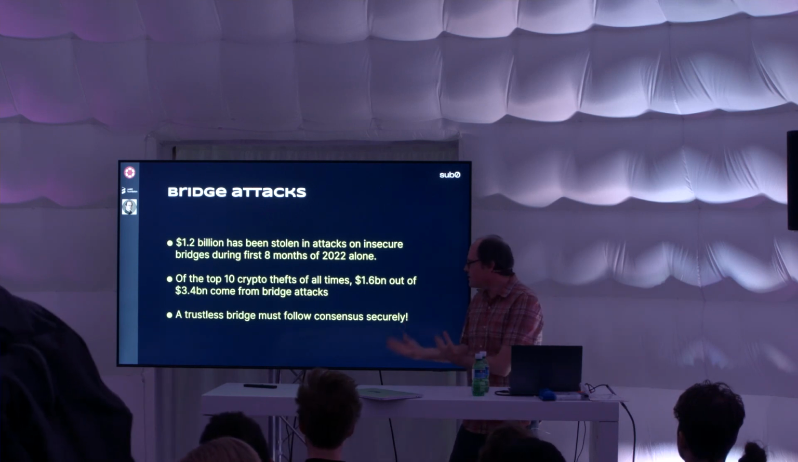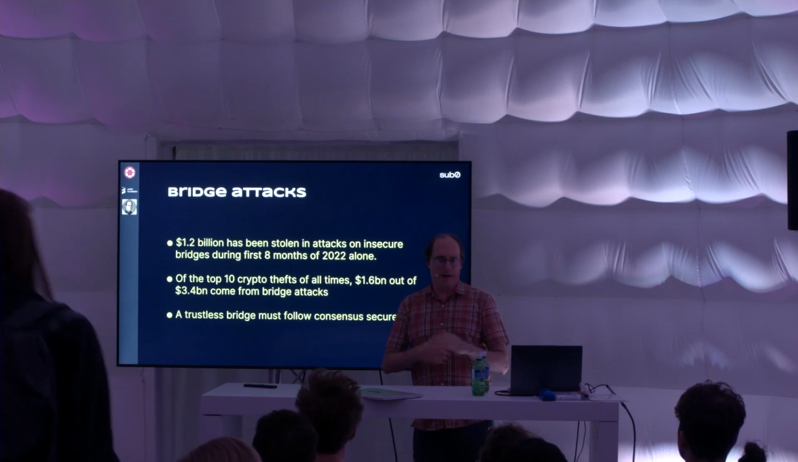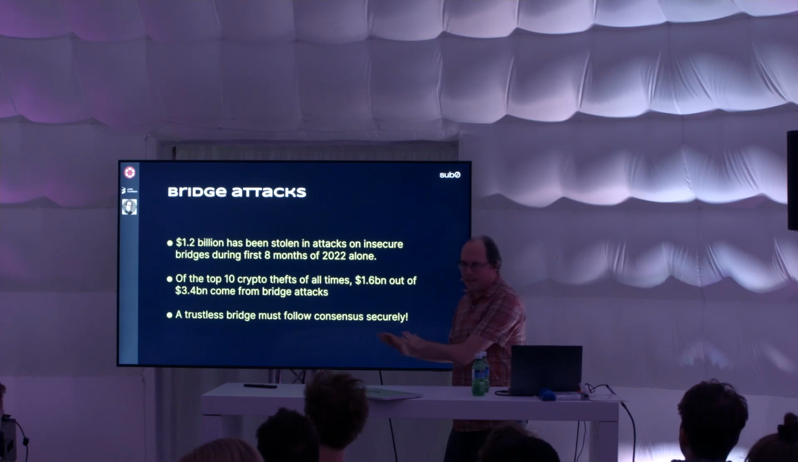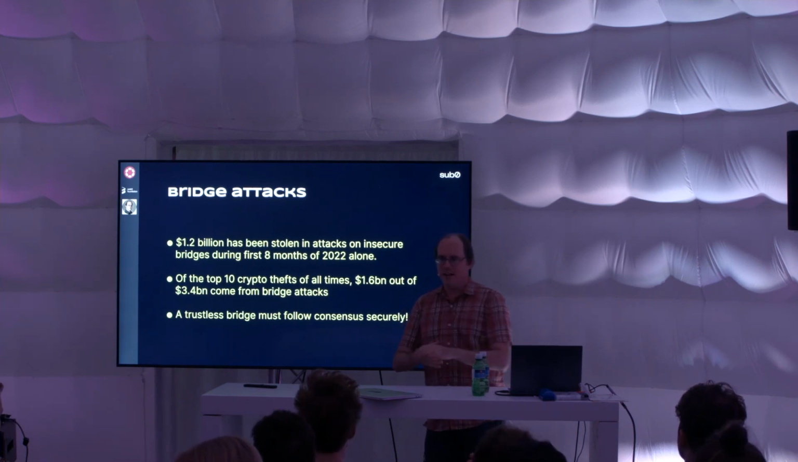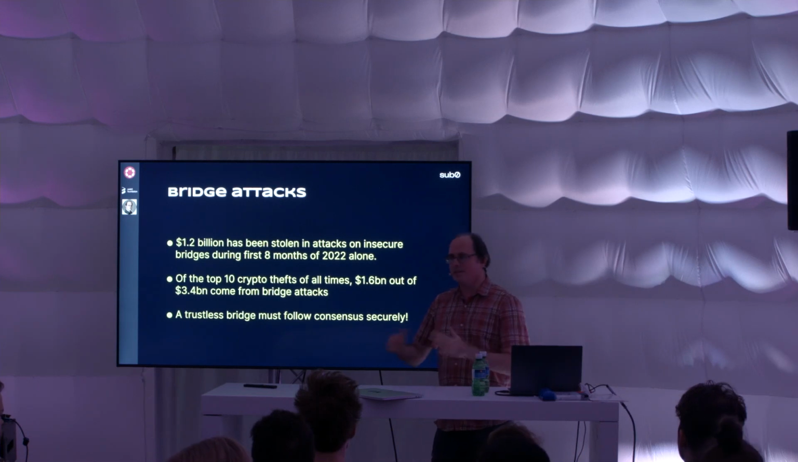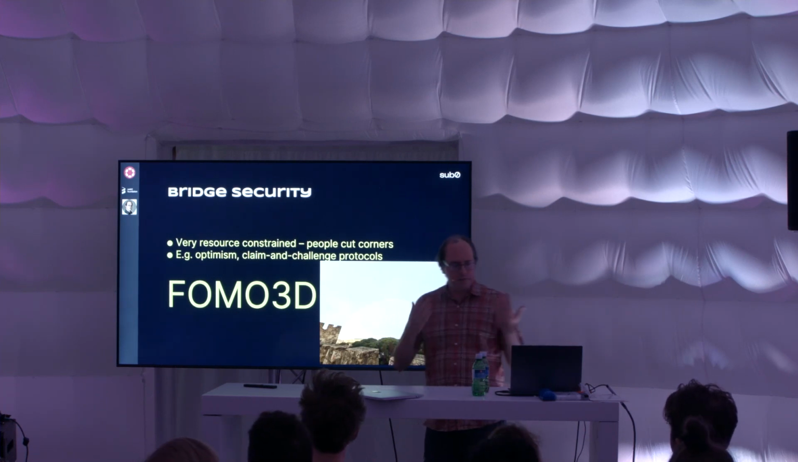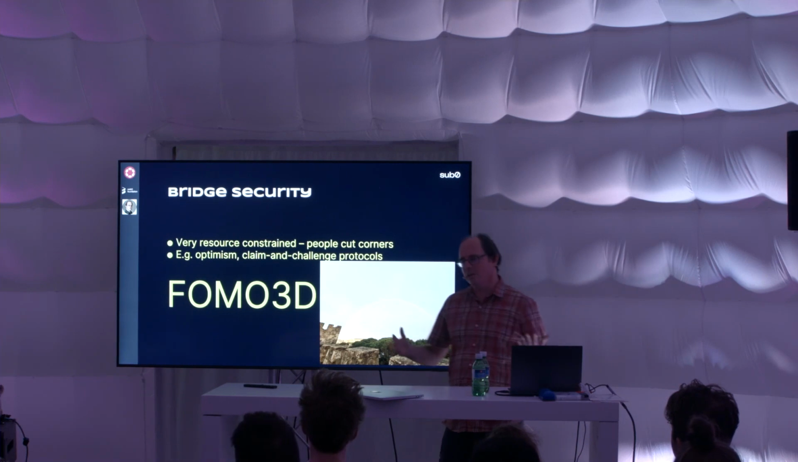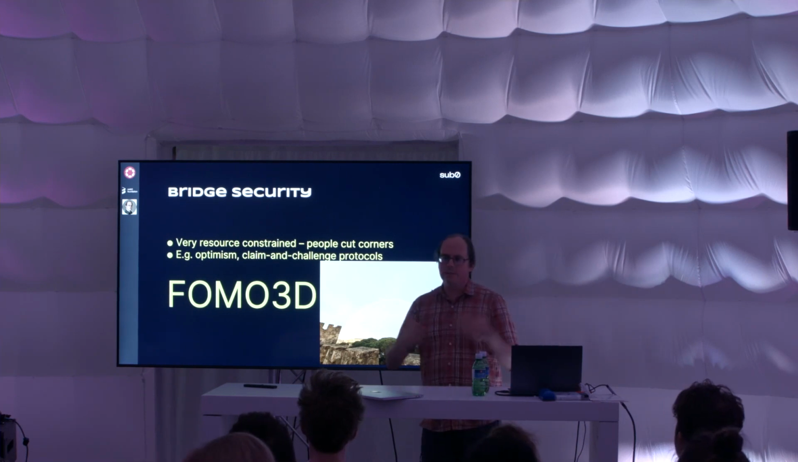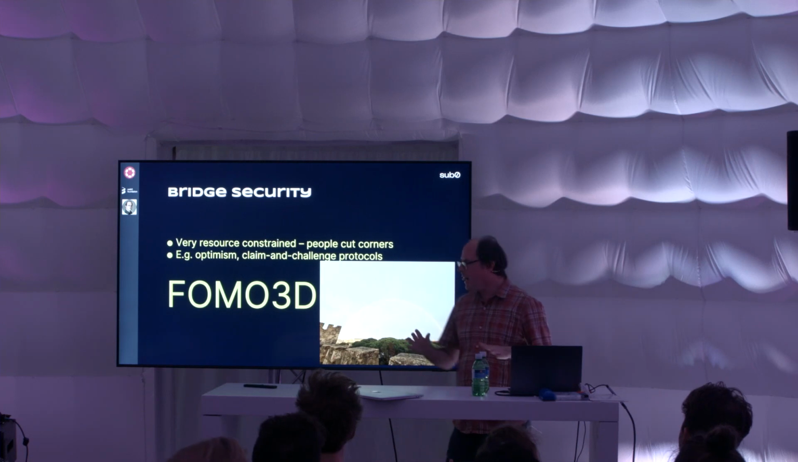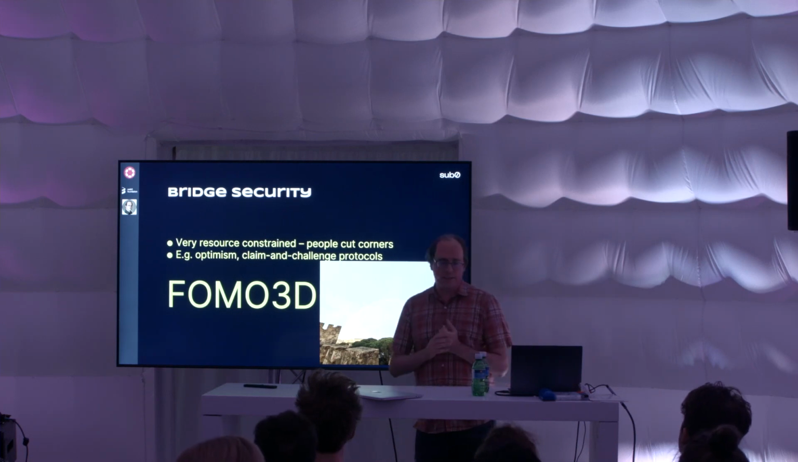And it's super important that an on-chain light client is following consensus securely. And this is difficult, right? Because it's so resource constrained. People have this resource constrained situation, they have to cut corners. How do we do this? Maybe we do some optimism. We claim something and someone challenges it later. And the problem with this is it's not necessarily secure.